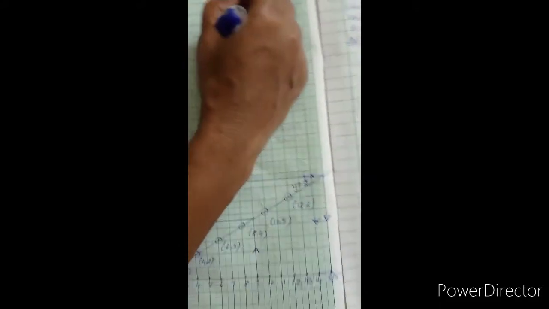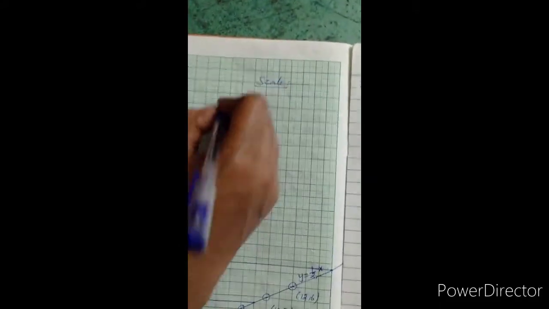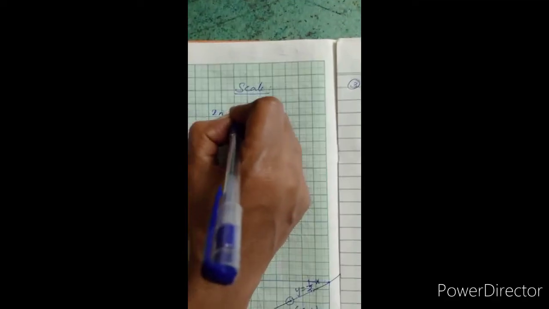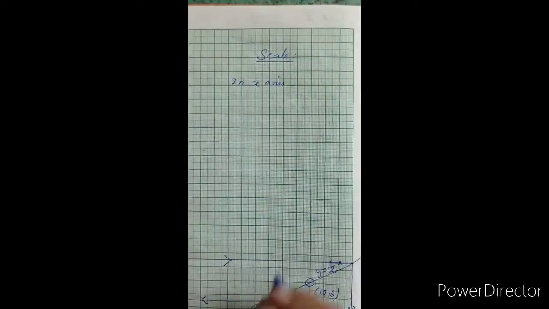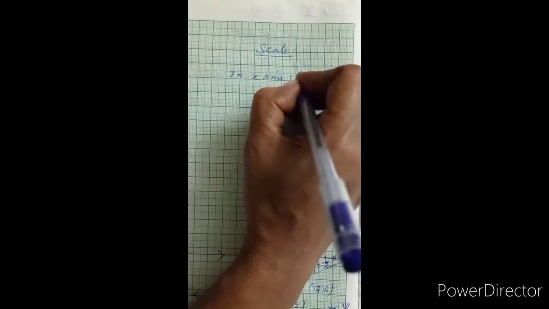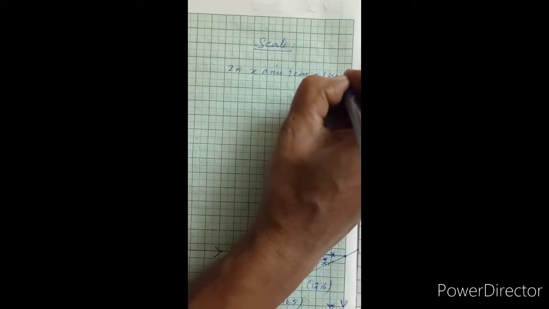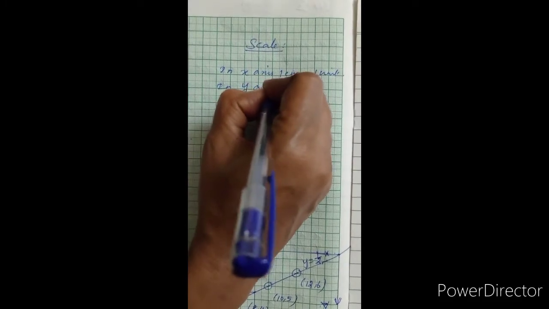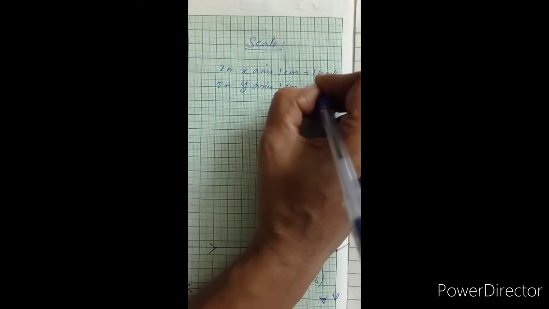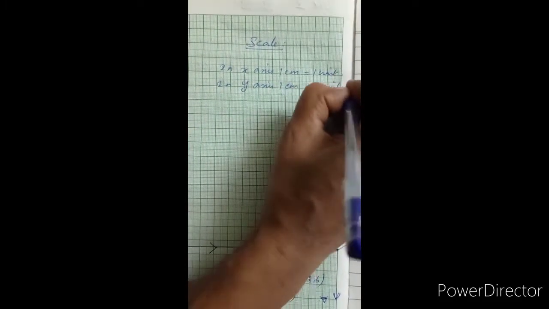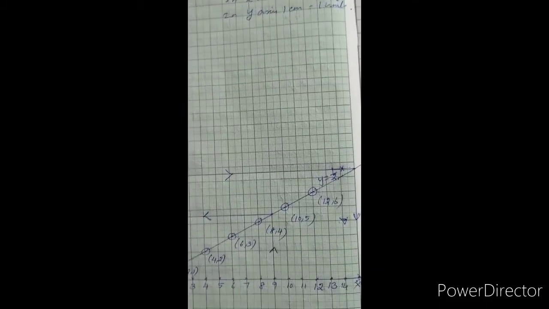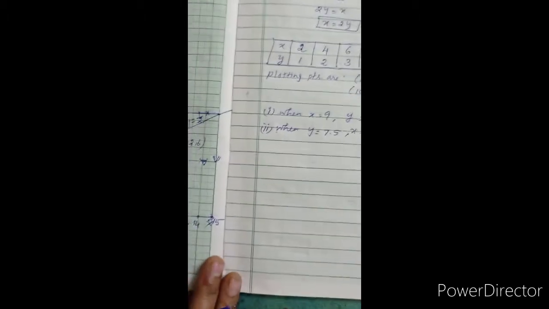So scale: in x-axis, 1 centimeter equals 1 unit. In y-axis, 1 centimeter is equal to 1 unit. So we found the answer and all. That's all.